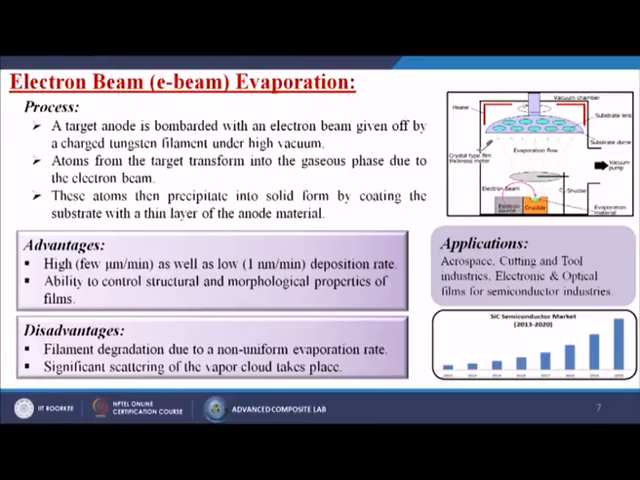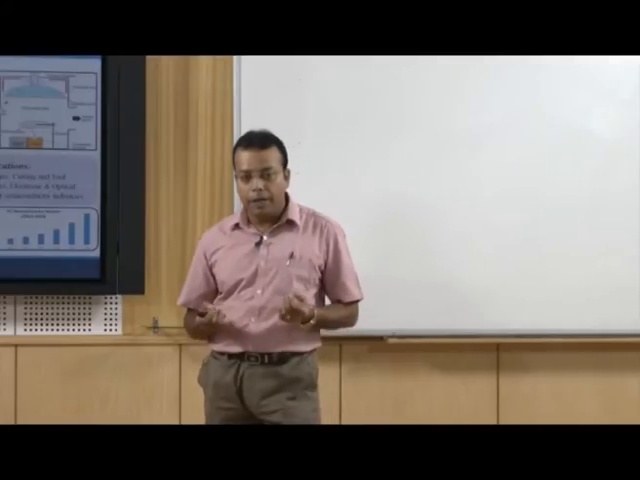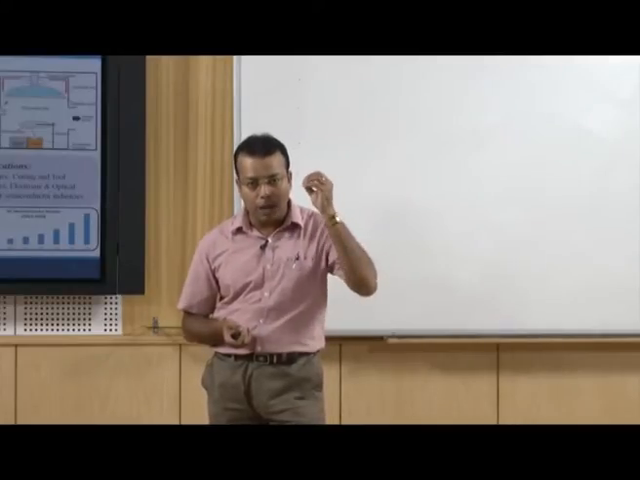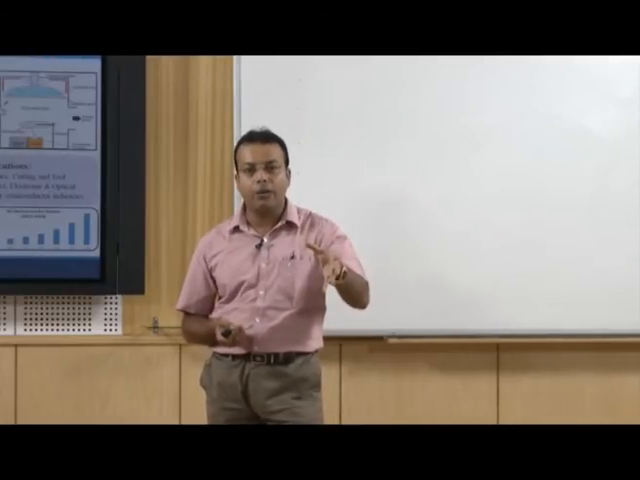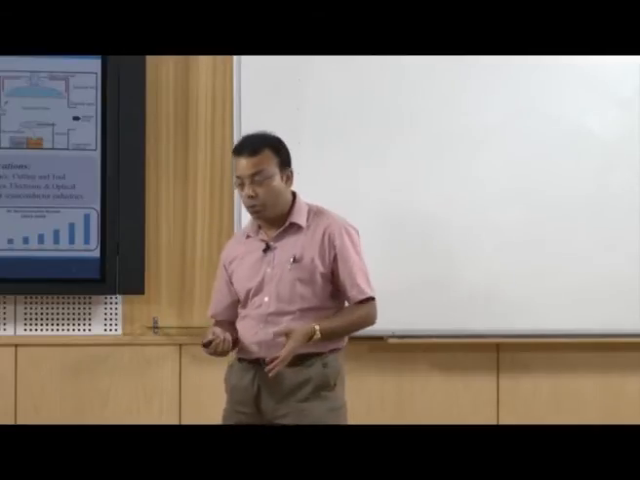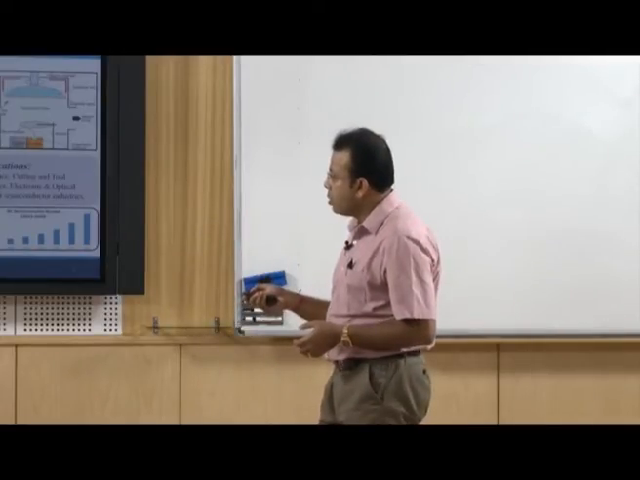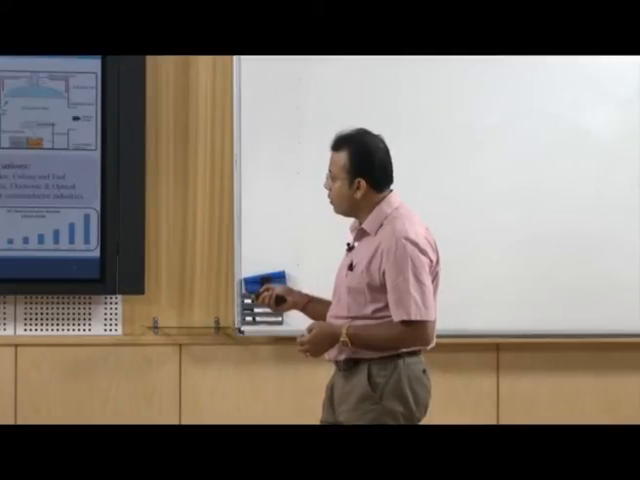So, what are the advantages? A high deposition rate of a few micrometers per minute as well as a low rate of 1 nanometer per minute, which is fully controllable depending upon how much energy you put onto the anode material or source. Also, the ability to control structural and morphological properties of the films.